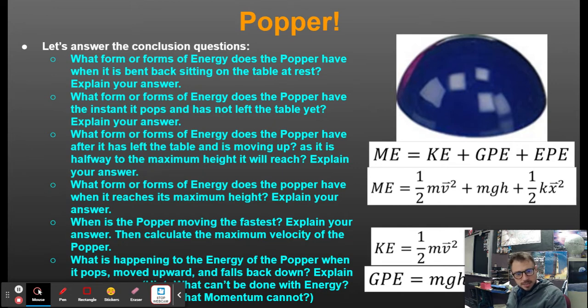All that energy was elastic potential energy. It pops. It's all converted into kinetic energy. As it's moving upward, that kinetic energy is being converted into gravitational potential energy. At the peak, it's all gravitational potential energy. That's what's happening in this lab.